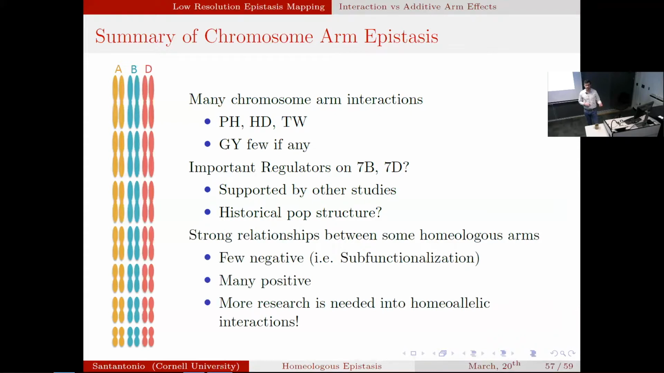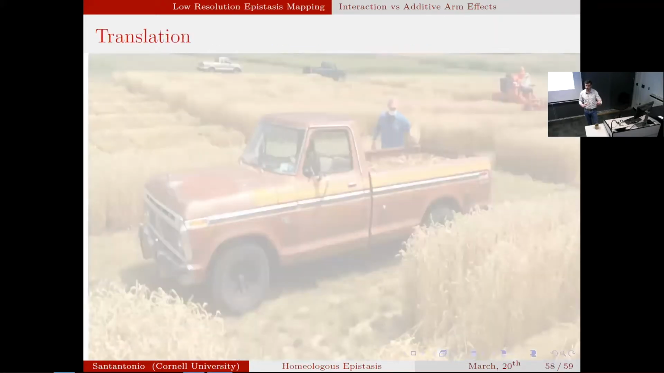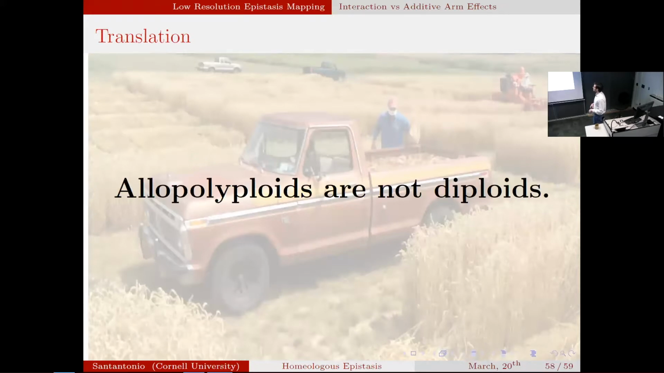My PAG talk was in translational genomics, and I gave some of this information. I had to figure out what the translation was. So my translation is: allopolyploids are not diploids. For the last 100 years, we have been treating allopolyploid crops as diploids because they undergo disomic inheritance. You can treat them as diploids because the chromosomes pair up and segregate in a well-behaved manner.